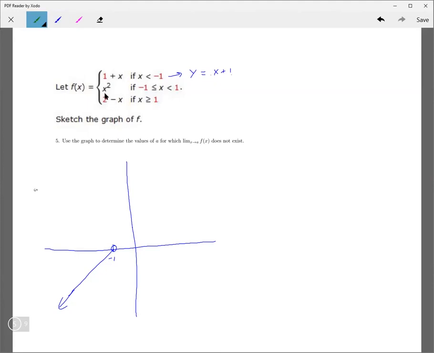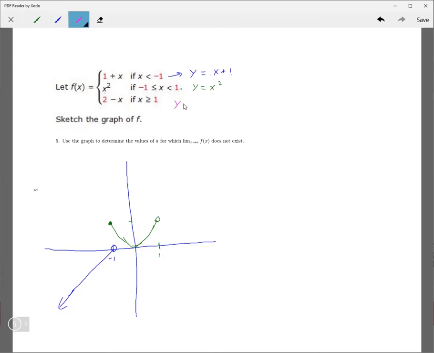Okay, the second one is a parabola, but it's only between -1 and 1. So we only go from here to 1. Okay, now it's including -1. But the parabola is going to go like this. But over here, it's not going to be including 1. So that's like that. Okay. And then the third one, that middle part's going to be that.